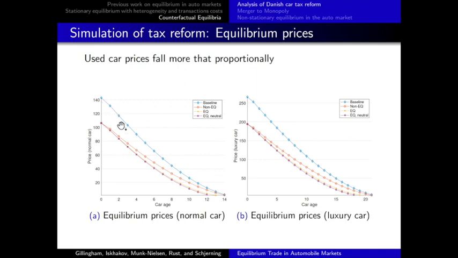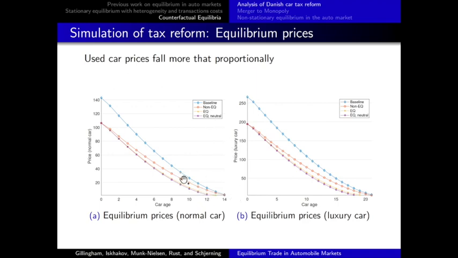Okay, so this is, maybe I should have shown that first, but here's the baseline, right? These are the equilibrium prices in the baseline. Okay, and then we have this non-EQ, which is the red one, corresponding to just a proportional drop in the prices, corresponding to how much the tax change would drop the new car price. Okay, so this just drops proportionally all the way down here. This is our non-equilibrium simulation.